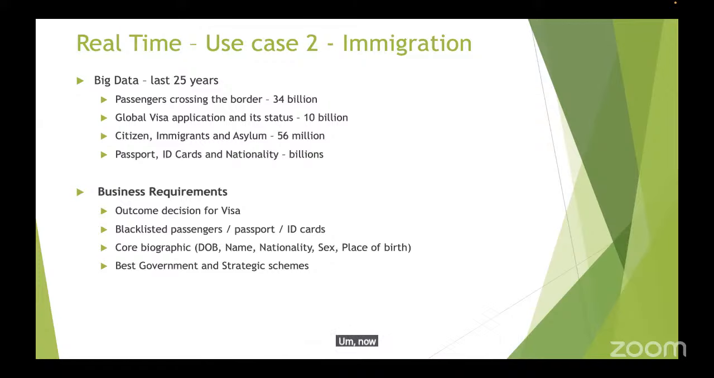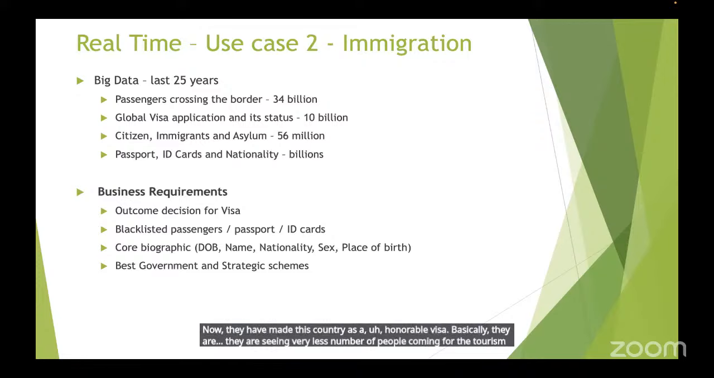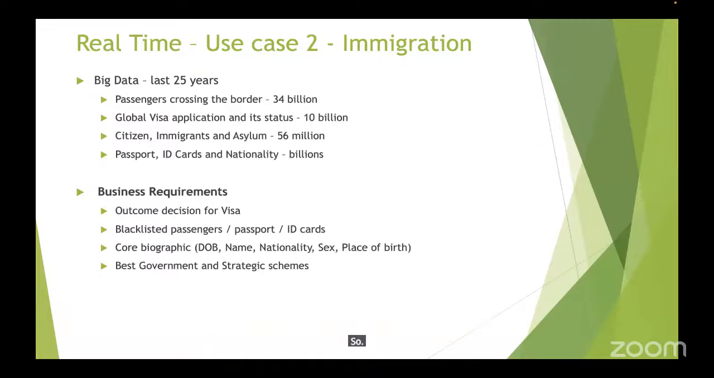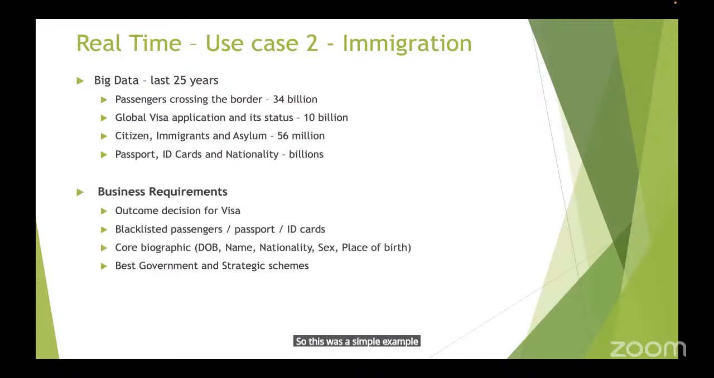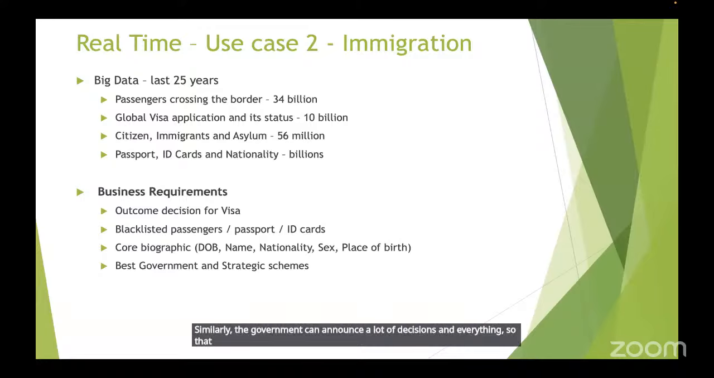now they have made this country on-arrival visa. Basically, they are seeing very few people coming for tourism into this country, so they want to promote tourism. So they will announce a kind of on-arrival free visa, which means we don't need to go through the visa applications. We directly come to the airport, get the visa, come in. So this is one simple example I'm giving for the government to take decisions. Similarly, the government can announce a lot of decisions and use the data here.